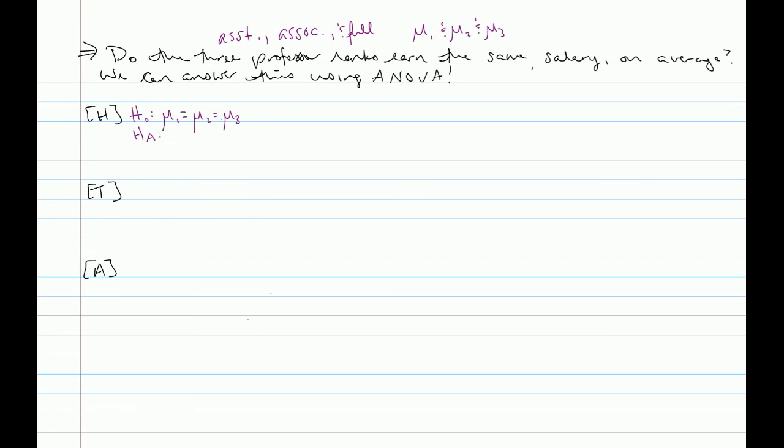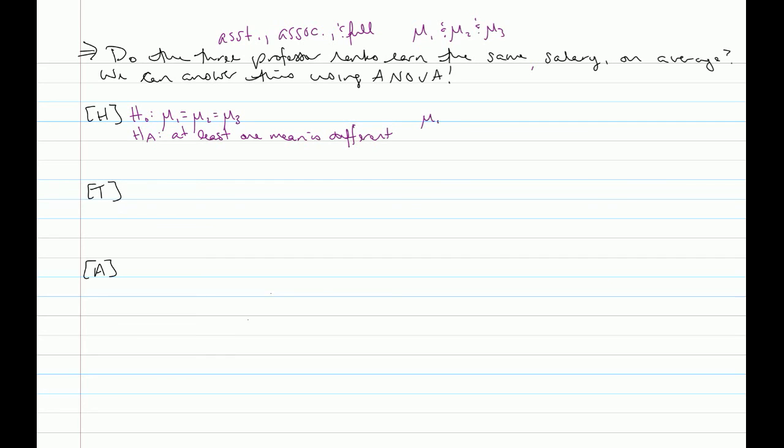And it could be that the full professors earn a different amount, that the associate professors earn a different amount, that the assistant professors earn a different amount, or that all three earn their own unique average amounts. So we just need to write that at least one mean is different.